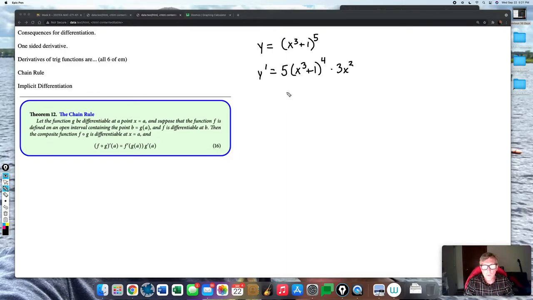So, you might want to clean this up and say 15x squared times (x cubed plus 1) raised to the 4th power. But I wouldn't do anything else with it. I would not multiply that junk out. Okay? But yeah, it's that simple. So 5 times the stuff to the 4th, using the big power rule on the big function. And then I need the derivative of the function itself, plus 0 technically, because the derivative of 1 is 0, right? We talked about that in the previous video.